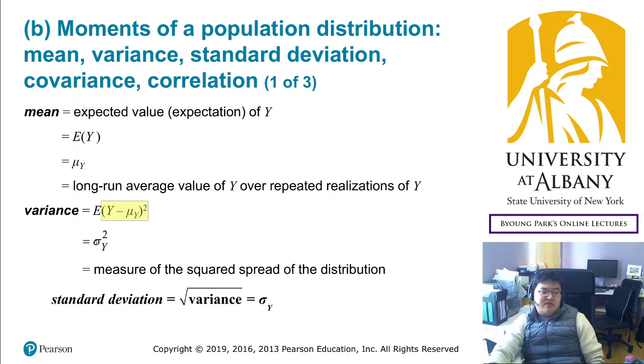It's the Greek letter sigma squared with subscript y, and it is a measure of the spread, how spread out the observations are, how spread out the school districts are on the population distribution. And as you know, standard deviation is just the square root of the variance. Because we have taken the square, we'd like to recover the original scale using the square root.